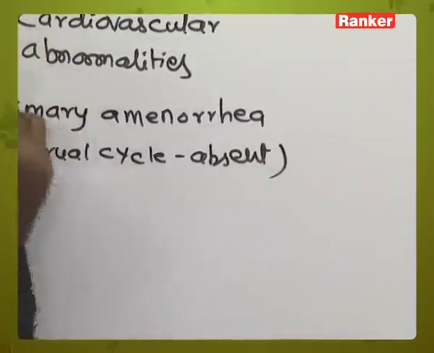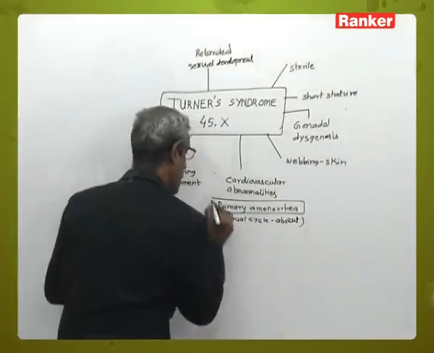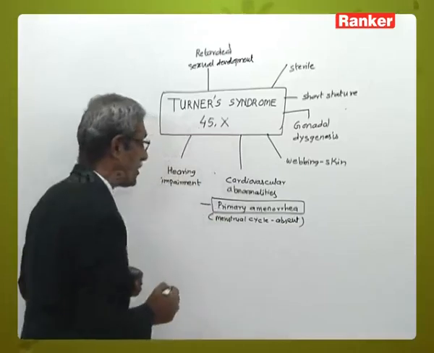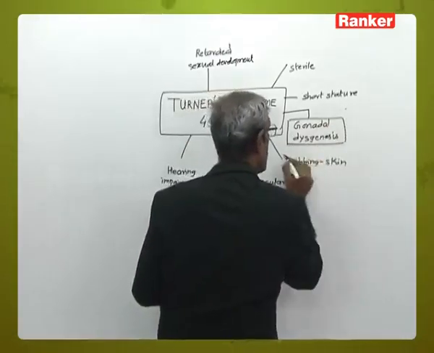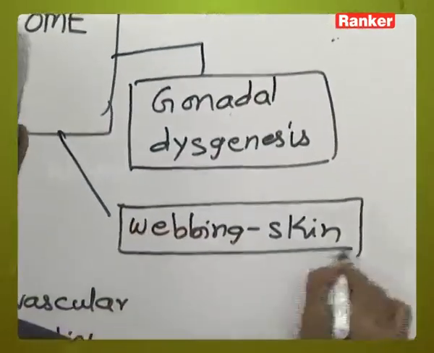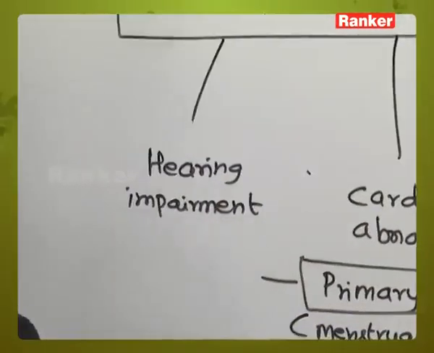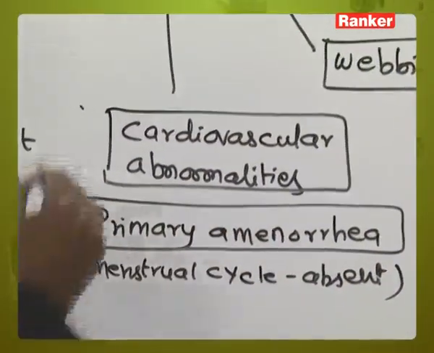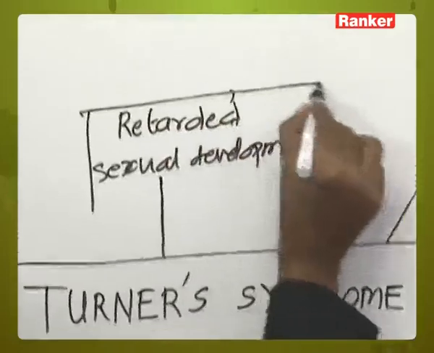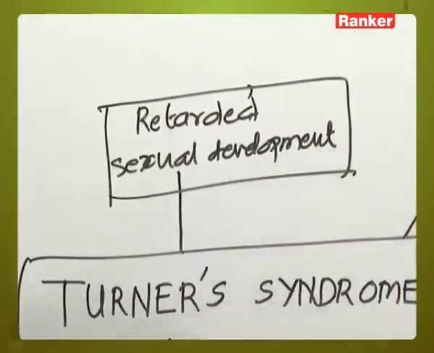So, absence of the menstrual cycle, gonadal dysgenesis, webbing of the skin under the neck, as well as cardiovascular abnormalities and retarded sexual development seem to be the key features of Turner syndrome.